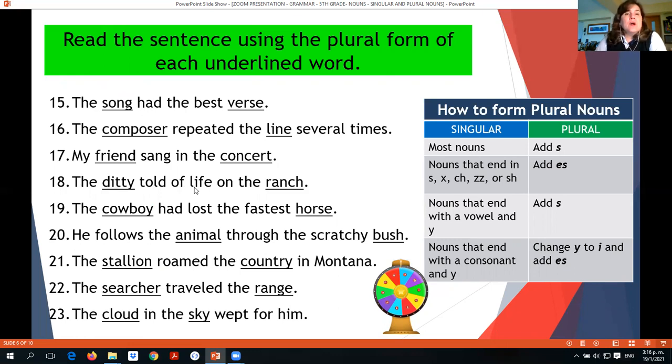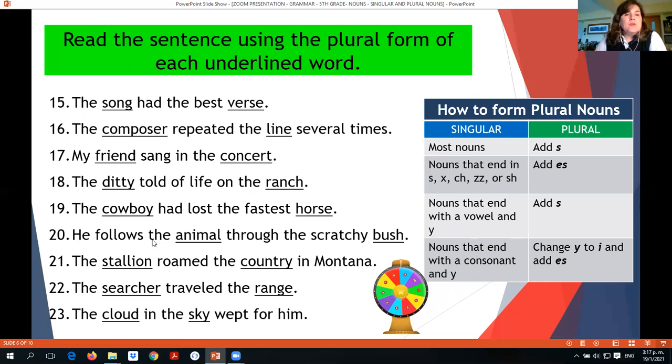18, the ditty told of life on the ranch. The ditties, okay, with IES, told of life on the ranches with ES at the end. The cowboy had lost the fastest horse. In plural, the cowboys, okay, with only an S at the end because we have vowel and Y, had lost the fastest horses. Okay, here we only add an S, is the common case.